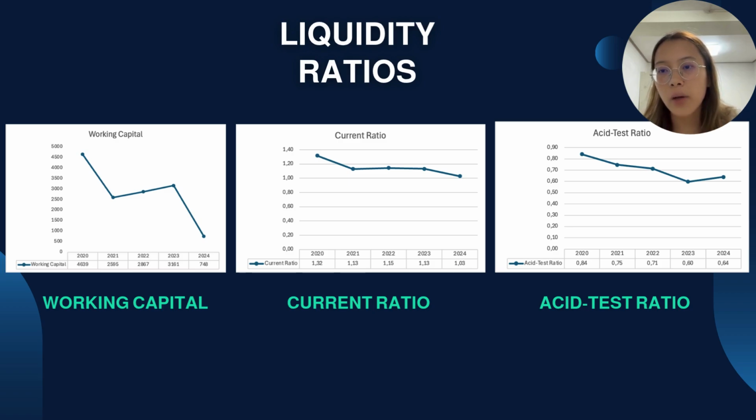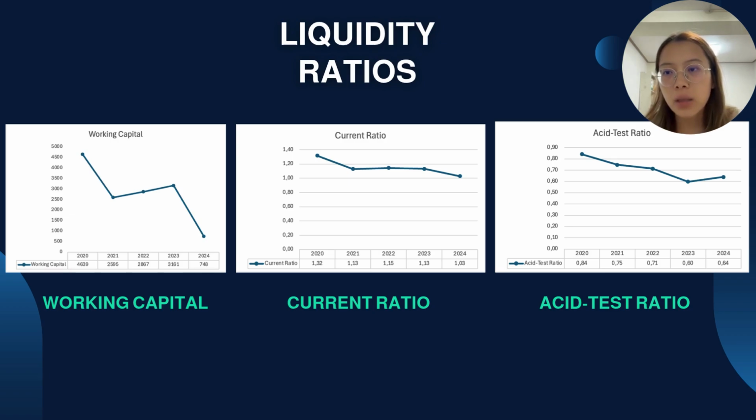However, in 2024, it dropped sharply to 748 million, signaling a significant decrease in current assets relative to current liabilities. This declining trend, especially the steep fall in 2024, could raise concerns about the company's ability to meet short-term obligations without additional financing.